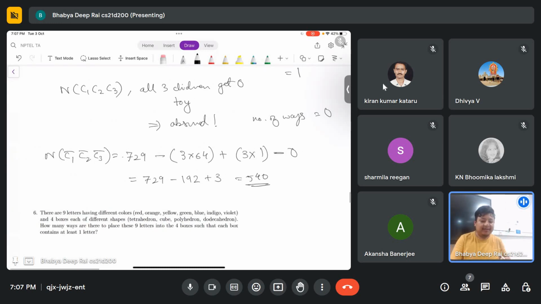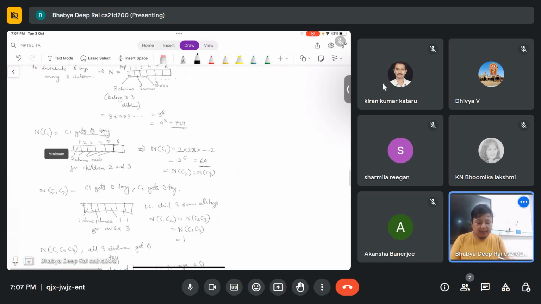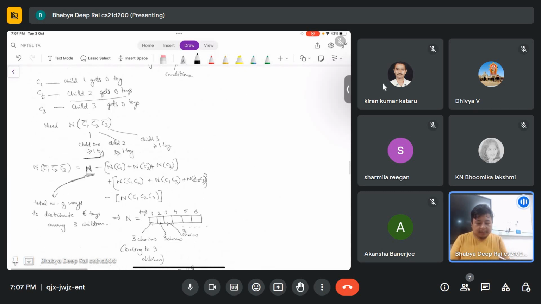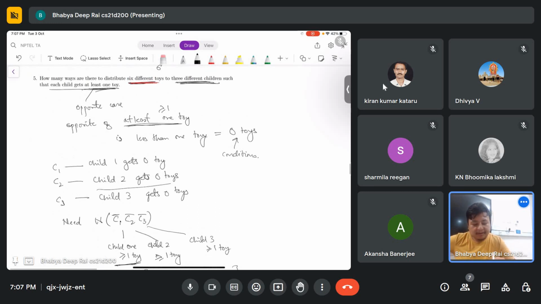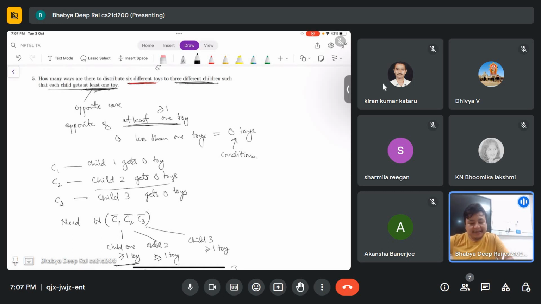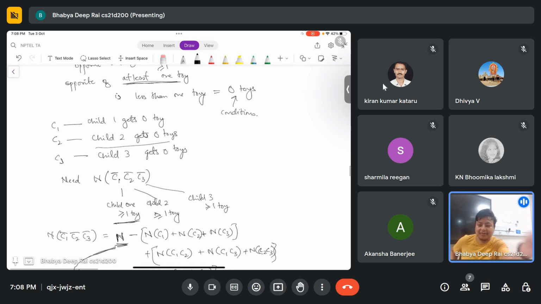I hope it's clear now. So just to repeat, I'll let you guys try the next question. Just to repeat, always think of the opposite case of the constraint. Opposite case of the constraint. So opposite of at least one toy is 0 toys. So that is a condition. So the conditions are child 1 gets 0 toy, child 2 gets 0 toy, and so on.